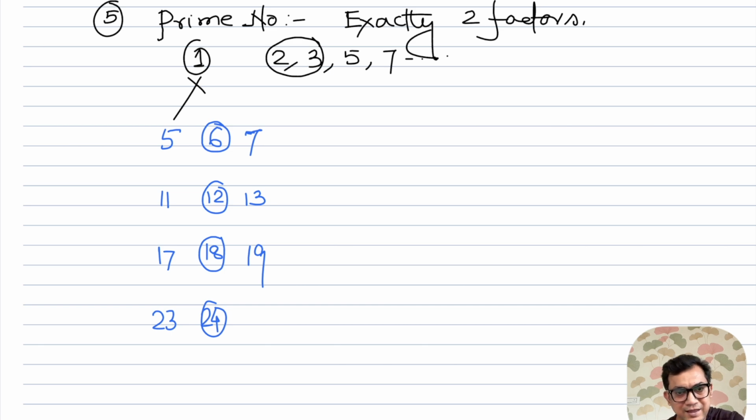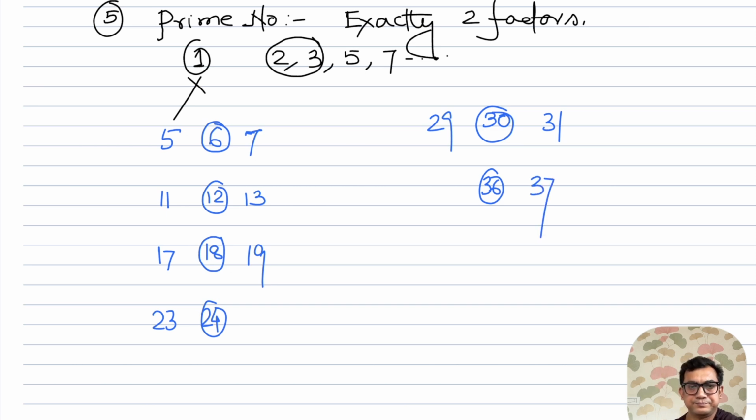Okay. Then next multiple of 6 would be 30. Before 30, 29 and 31 are both prime numbers. Next multiple of 6 will be 36. Before 36, 35 is not a prime number, so I'm not going to write it. 37 is a prime number.